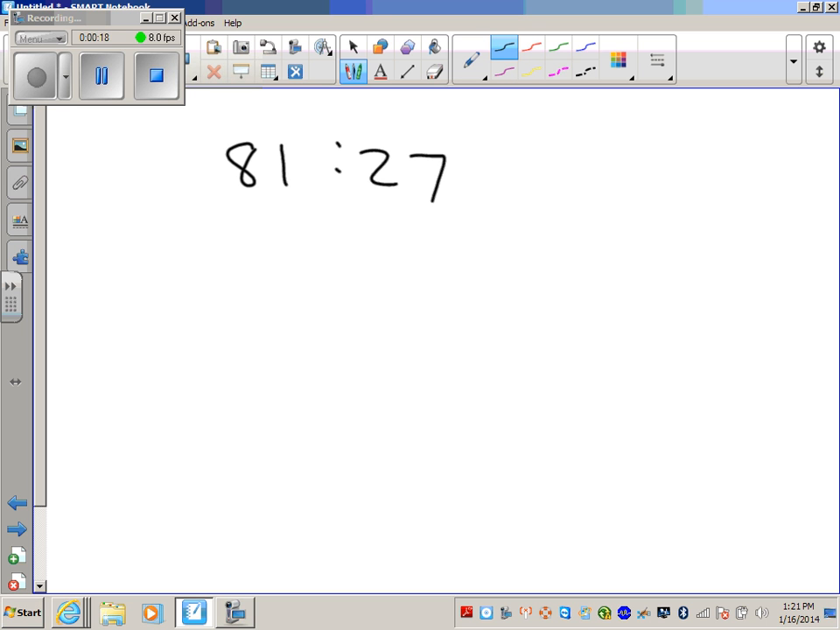81 and 27? What do you notice right away that they have in common? You could divide them both by 9. So you could go 9 to 3. Anything further from 9 to 3? 3 to 1? Six, yeah, that's 5. 21 to 49.